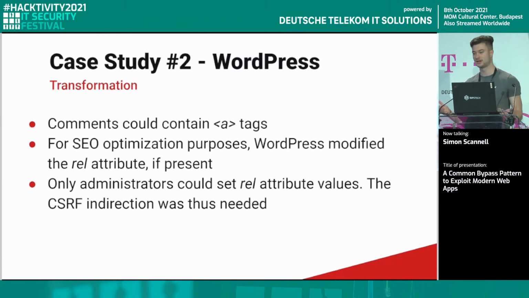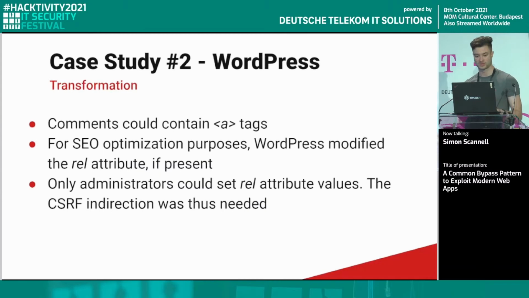So comments can't contain A tags, because they wanted users to be able to just link URLs in comments. It's super useful if you can just paste a link in a comment and it becomes clickable instantly.